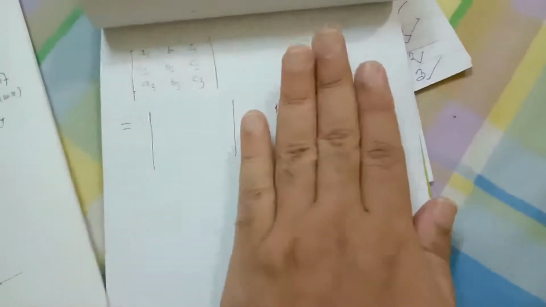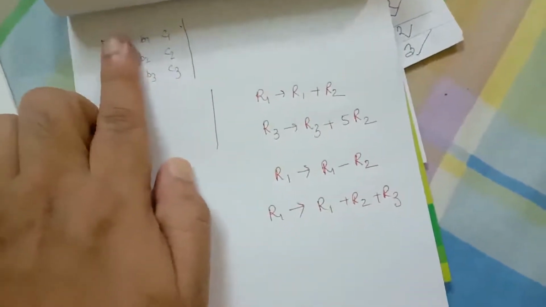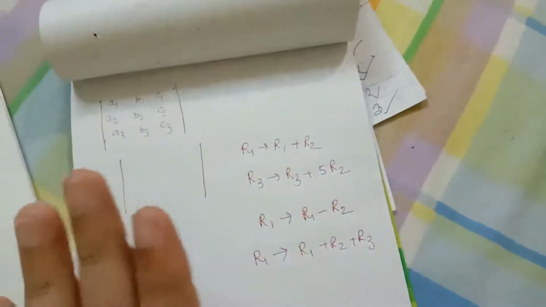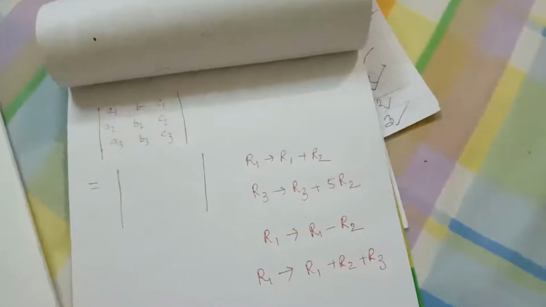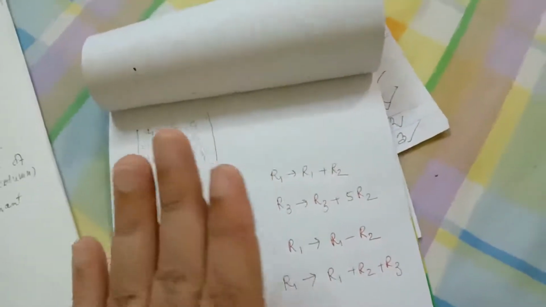Similarly, this thing we can do in case of column also. We can add any 3 columns, from a column we can subtract another column, we can add any 2 columns. Our main aim will be to bring zeros in the determinant. So that is the use of property 6. This is a very important and most useful property.